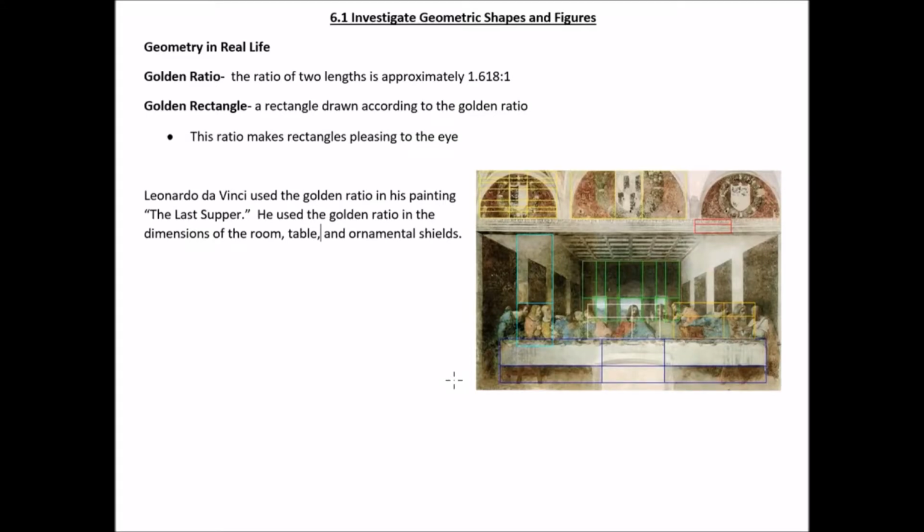So in 6.1, we're going to investigate geometric shapes and figures. This is just going to be a little bit of an introduction and to get our minds thinking. Okay, so when we look at geometry in real life, a lot of things in our community, whether it be art or architecture, they use the golden ratio to build it or to construct it. Okay, and the golden ratio is the ratio of two lengths being approximately 1.618 to 1.